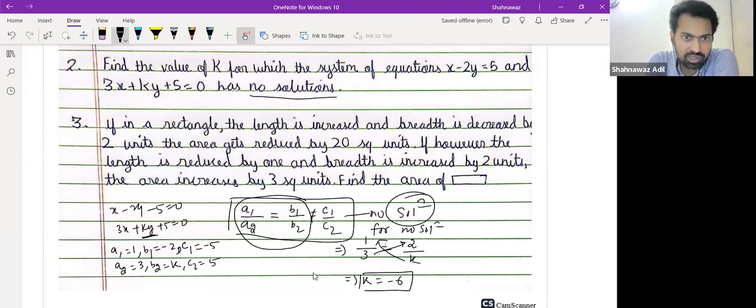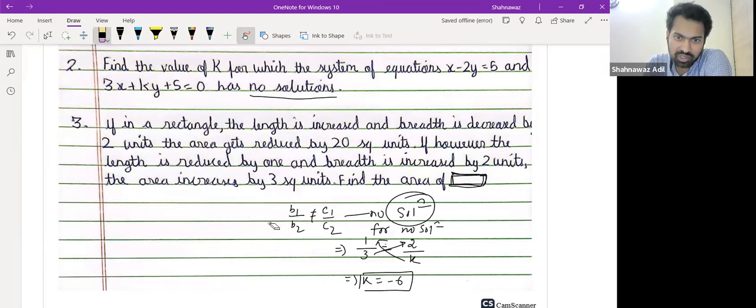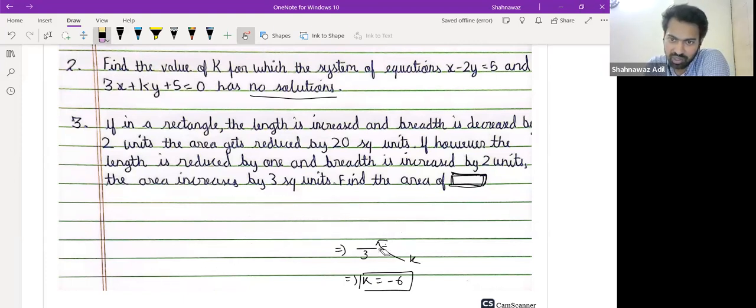Let us come to the next question. If in a rectangle, the length is increased and breadth is decreased by 2 units, the area gets reduced by 20 square units. If, however, the length is reduced by 1 and breadth is increased by 2 units, the area increases by 3. Find the area of the rectangle. Before I do this question, can I erase this part? Yes, sir.